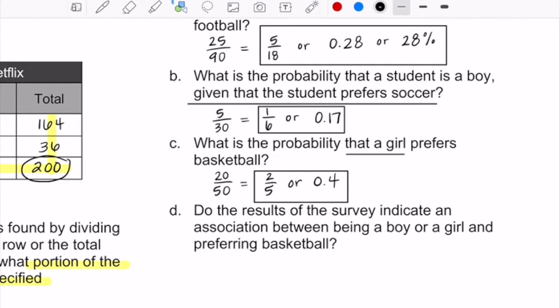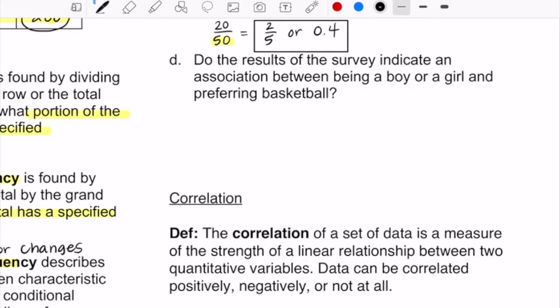So picking the number that goes in the bottom, in the first question it was a 90, in the second question it was a 30, and then in the third question here it was a 50. That's one of the important parts in getting the answer to these questions correct. Question D is a bit of a complicated question.